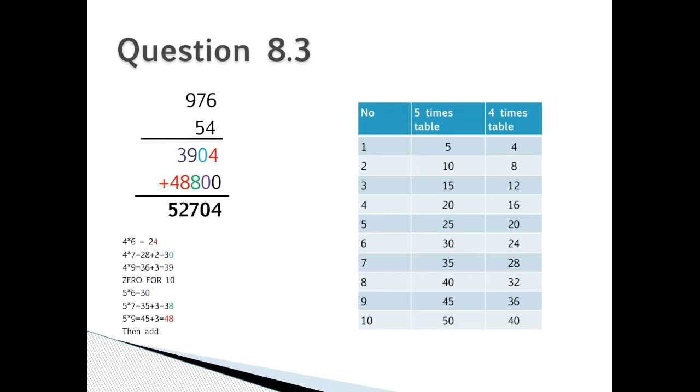5 times 6 is 30. Write down the 0, carry the 3. 5 times 7 is 35. Plus the 3 that was carried is equal to 38. 5 times 9 is equal to 45. Plus the 3 that was carried is 48. Then you add the numbers and you will get to 52,704.